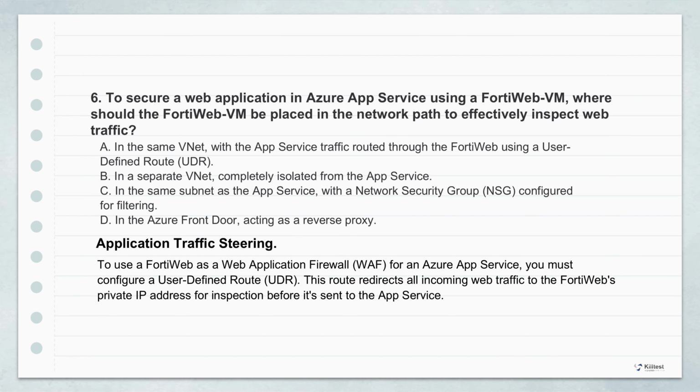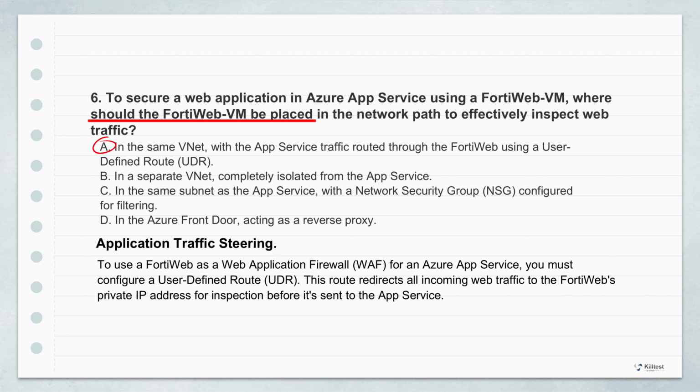Okay, let's pivot to web application security. How do you position a FortiWeb VM, that's Fortinet's Web Application Firewall, or WAF, to actually inspect traffic going to an Azure app service? Where does it sit in the network path? Right. Protecting app services with a WAF. Yeah. The recommended and really the most direct way is to put a FortiWeb VM in the same virtual network, the same VNet as your app service. Same VNet. Okay.